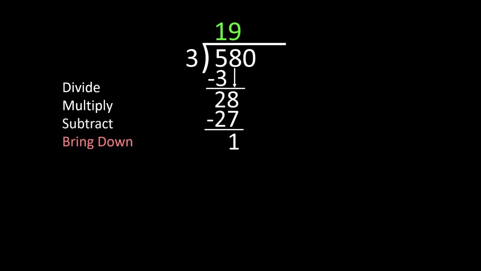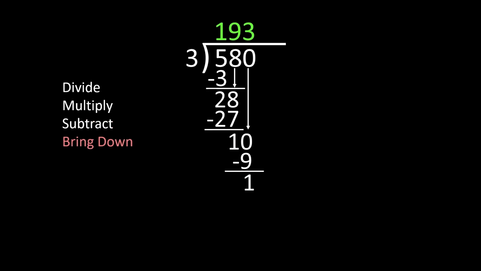Now we're at bring down. So we're looking at the next number in our dividend, the 0, and that 0 needs to come straight down. And because I brought a number down, I'm back at the divide step, and I'm going to be dividing 10 by 3. 10 divided by 3 is 3. 3 times 3 is 9. 10 minus 9 is 1.